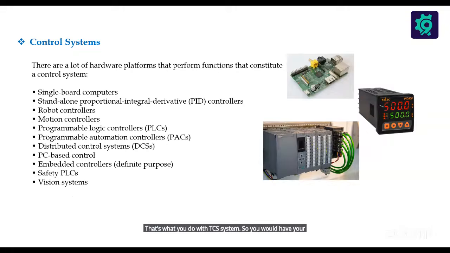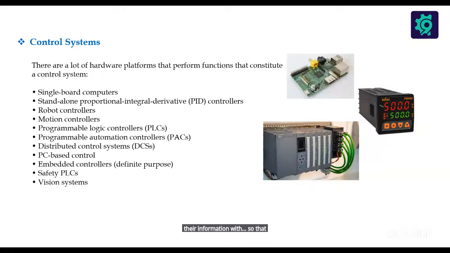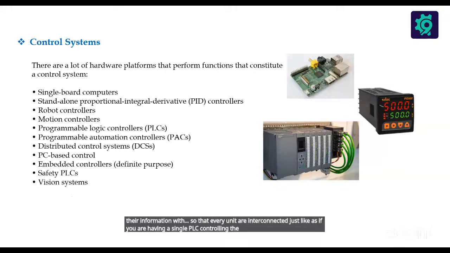So you would have your different controllers shared across different locations within a plant, and all of them are linked through, say, a server or a database system somewhere where all of them dump their information, so that every unit is interconnected, just as if you had a single PLC controlling the entire plant. However, they are distributed across, right?